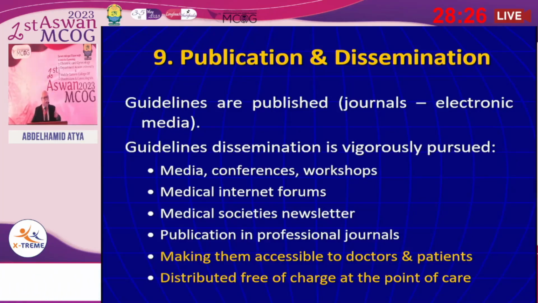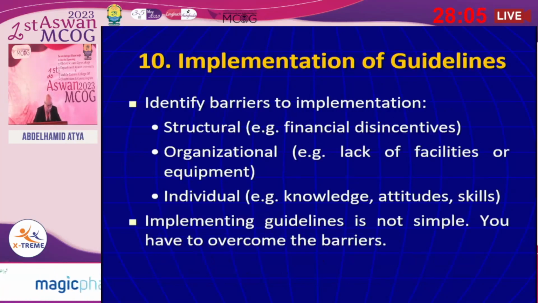In the media, in conferences, in workshops, in medical internet forums, medical societies, newsletters, and publication in professional journals, the most important thing is to make the guideline easily accessible to doctors and patients, and it should be distributed free of charge at the point of care, so that everyone has a copy of the guideline at hand. After that, it is the phase of implementation of the guideline.